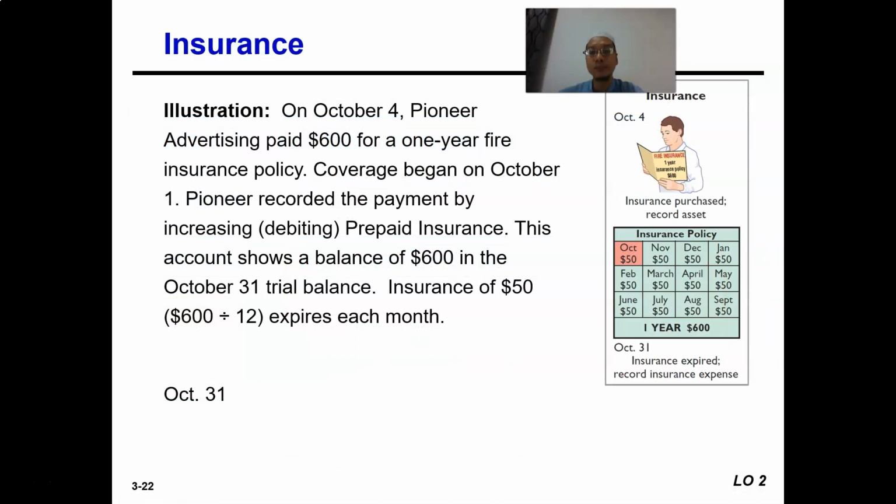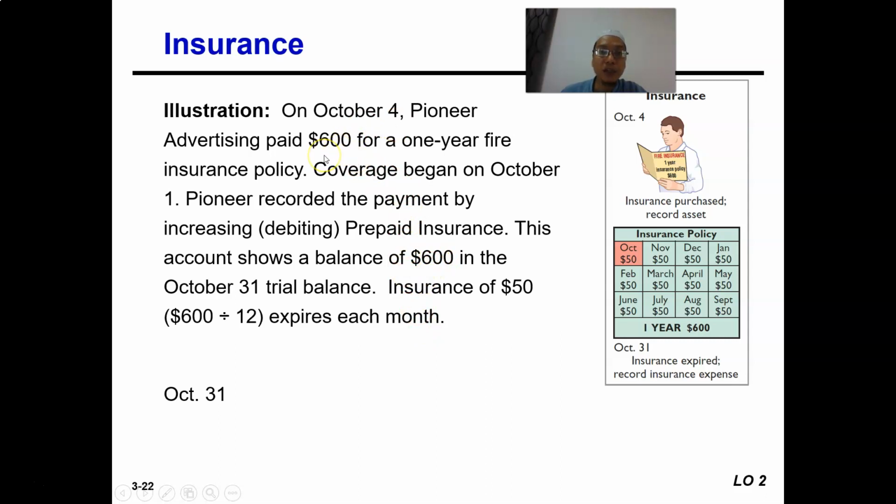Okay, another example of prepaid expense will be insurance. On October 4, Pioneer Advertising paid $600 for a 1-year fire insurance policy. Coverage began on October 1st. Pioneer recorded the payment by increasing prepaid insurance. This account shows a balance of 600 in the October 31st trial balance. Insurance of 50, which is 600 divided by 12, expires each month. Okay, so let's see.